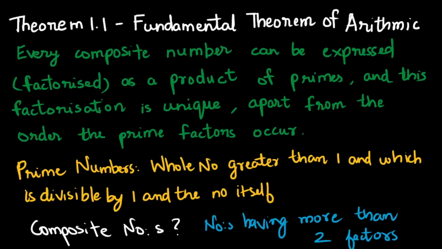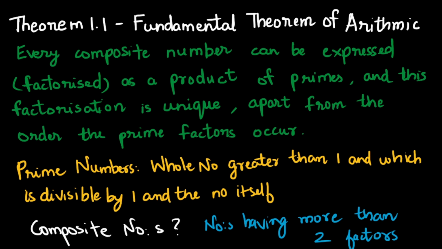So let us start. First let us learn what is the fundamental theorem of arithmetic. One thing I want to say is you don't have to byheart this, just need to understand what it is. They are not going to ask what's the definition of the fundamental theorem of arithmetic for examination. You just need to understand the concept. Okay. So let me read it out. Every composite number can be expressed or factorized as a product of primes, and this factorization is unique apart from the order the prime numbers occur.